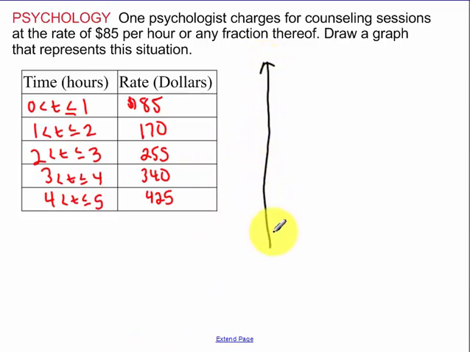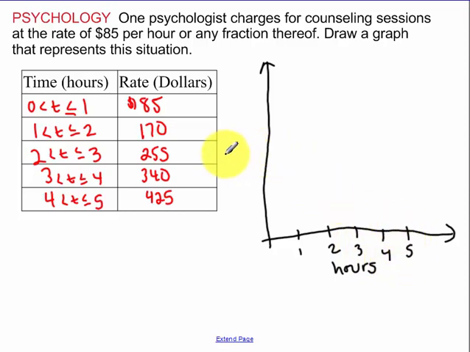Let's be good at graphing. Whoa, that's a straight line, I promise. Here, let's talk about hours. Along here, we're going to talk about the dollars. So we're labeling our axes. Let's just go in the increments of what we were given: 85, 170, 255, I apologize, 340, since they're even intervals.